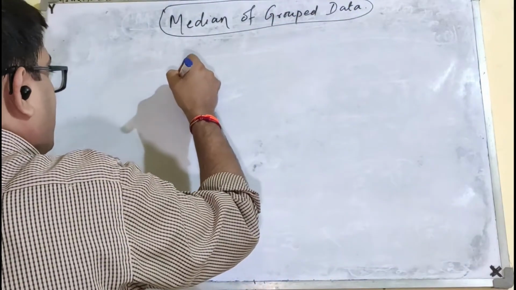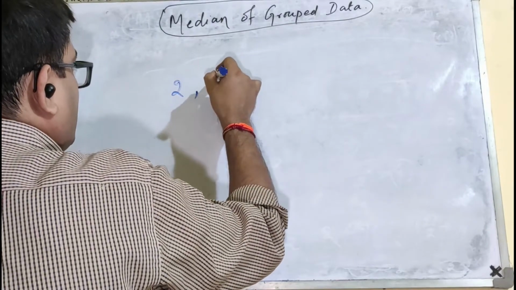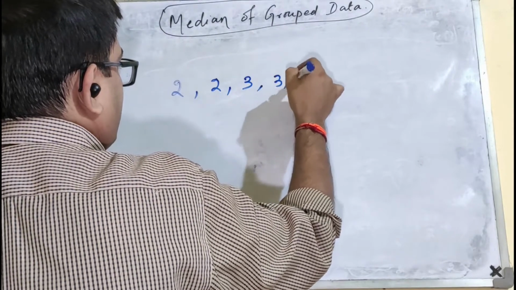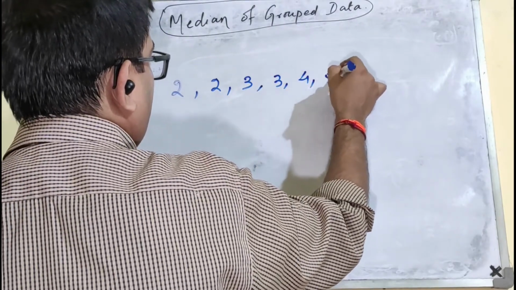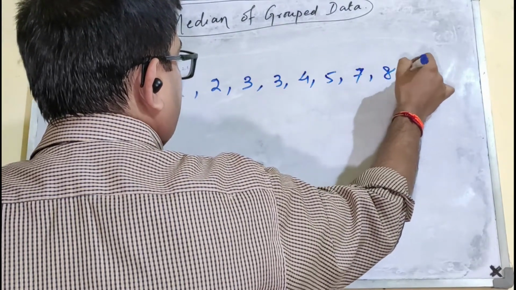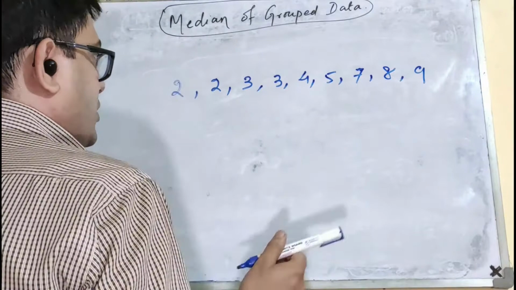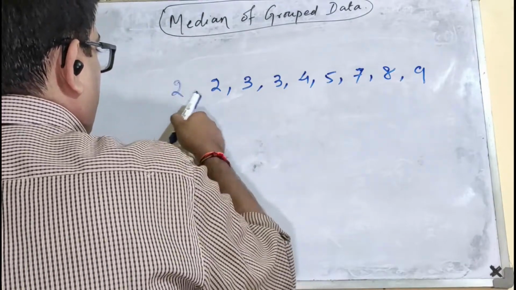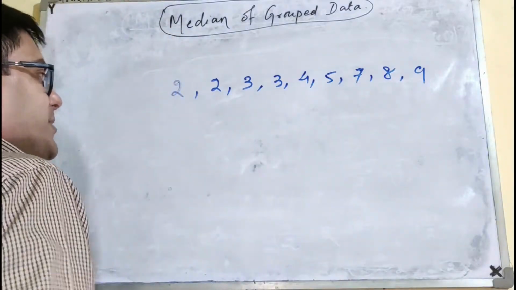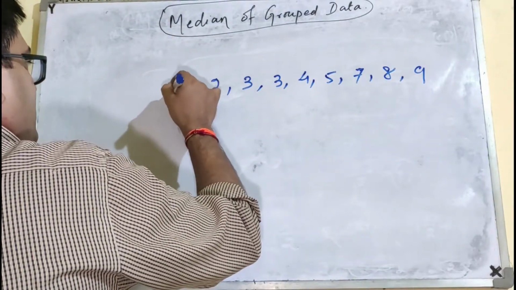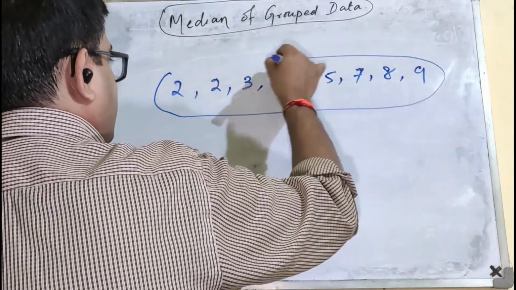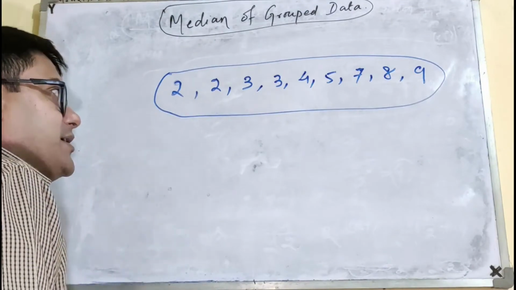The result comes as 2, 2, 3, 3, 4, 5, 7, 8, 9. So how many students have taken the paper? 1, 2, 3, 4, 5, 6, 7, 8, 9. So I have 9 students who have taken the test. And this is basically the data set that I have obtained after collecting the result.